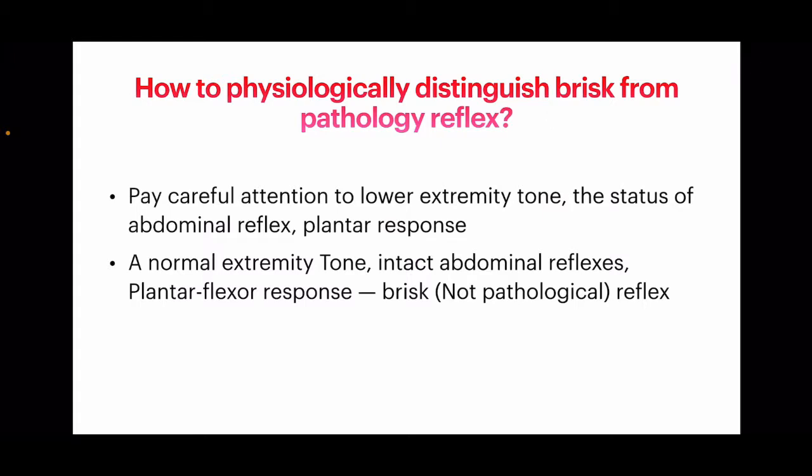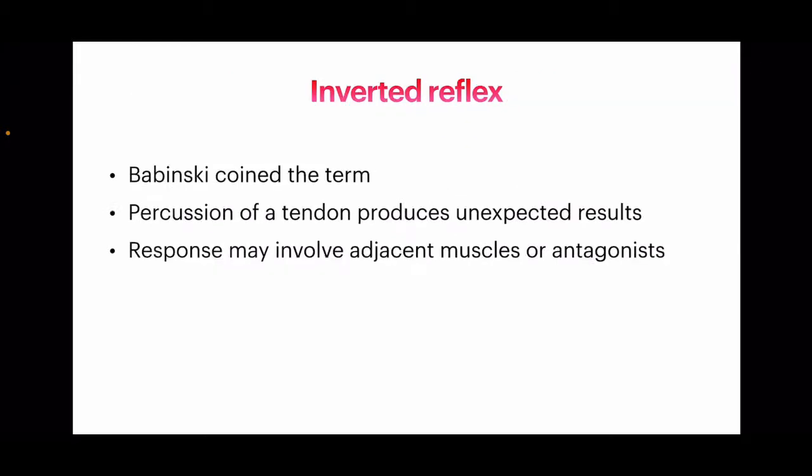And then regarding the plantar, so you know that if it is going to be a UMN type of lesion, then it is going to have an extensor plantar. So all these you have to carefully attend. So if any of these is present and the reflex is hyper, then it's a pathological reflex. A normal extremity tone, intact superficial abdominal reflex, and a plantar flexor response, all these are a brisk reflex, that is not pathological. So this is how you physiologically distinguish a brisk reflex from a pathological reflex.